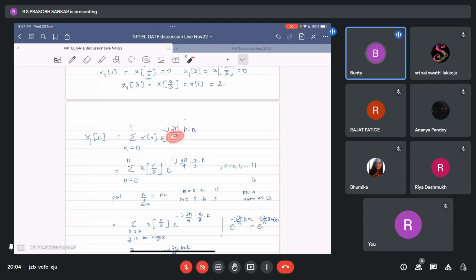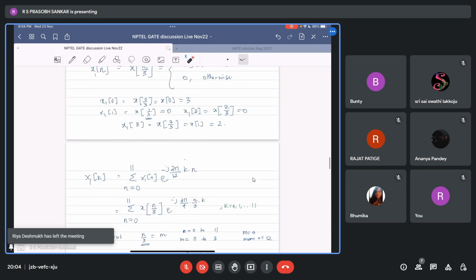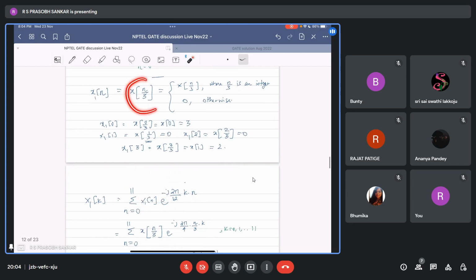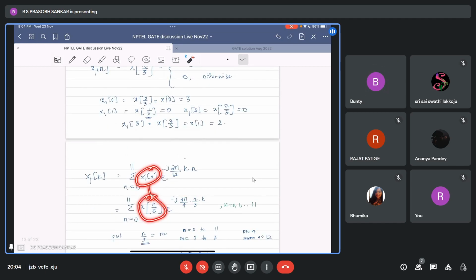Like we have 2 pi by 12, replace, right? n by 3. No, no, I did not replace that. I just substituted x1[n] as x of n by 3. X1[n] is x of n by 3. That is okay? This is the same as this. Yes, this is the same as this. That is fine, right? Now, what we have here, I did not change anything.